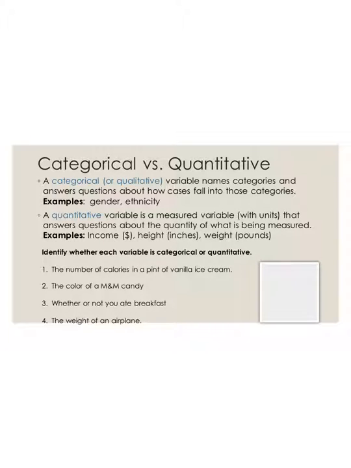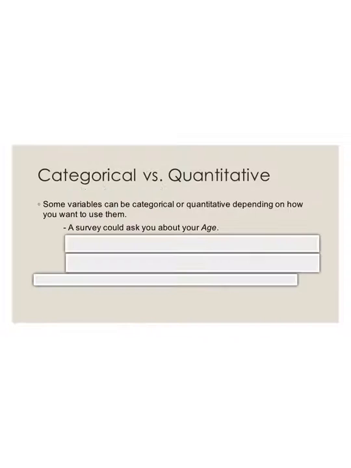Take a few minutes and identify whether each variable is categorical or quantitative. Here are the results. Number of calories in a pint of ice cream. Well, quantitative. The color of an M&M candy would be categorical. Whether or not you ate breakfast, categorical. And the weight of an airplane, quantitative.